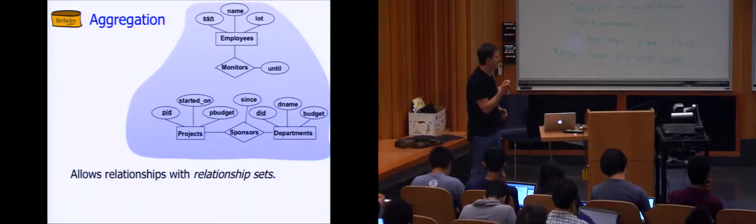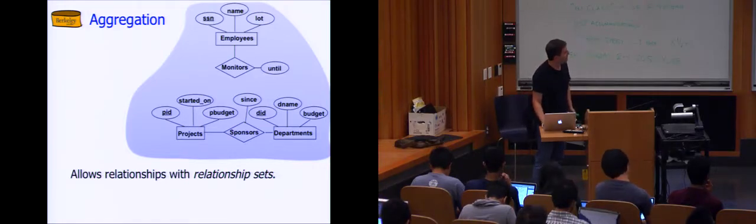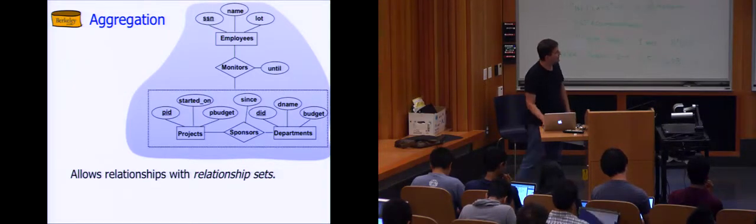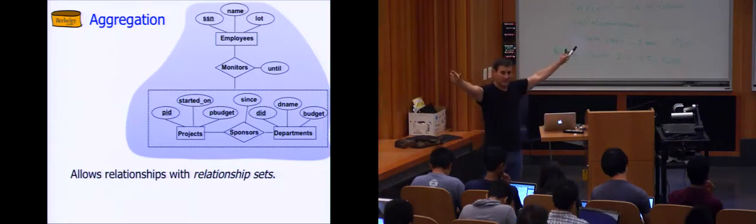So we want to capture the sponsorship as an entity, and that's what aggregation lets us do. You can't have a diamond point to a diamond, because you can't have a relationship monitor a relationship. It has to monitor an entity. So what you do is you take this whole aggregation of the relationship and its associated entity sets, put a big box around that, treat that as an entity set.